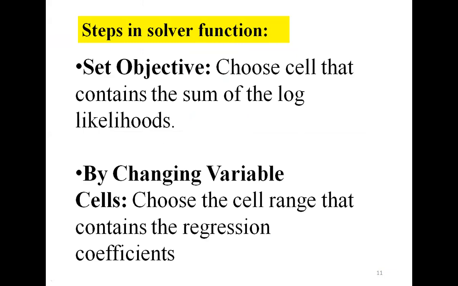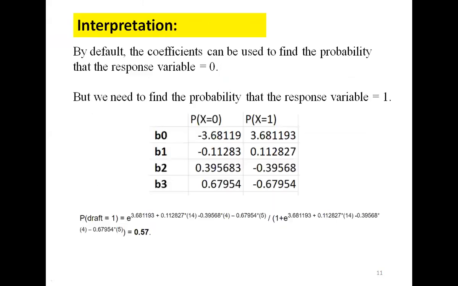So in the solver function, set the objective, that is the target cell. And then you have to choose the changing cells. The cells pertaining to the beta coefficients will be the changing cells, and the cell pertaining to the summation of the log likelihood values will be the target cell. That's it.